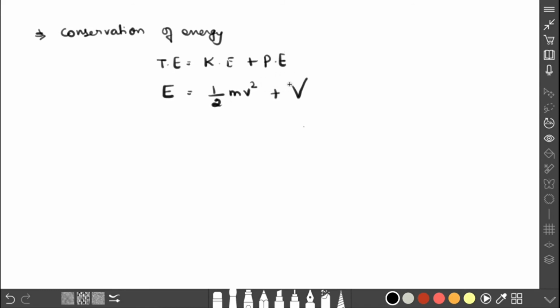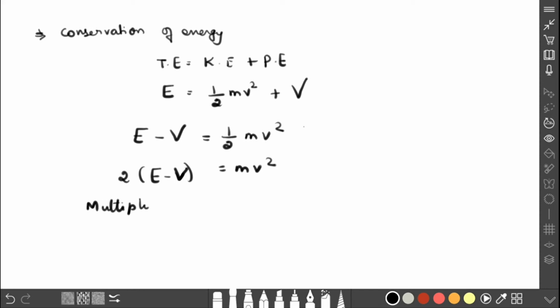I am going to consider this V to this side. So E minus V is equal to half m v square. Now this 2 also I am going to multiply here. So 2 into E minus V, capital V, equals m v square. Sorry, half will not come, already that 2 I multiplied here. So only m v square, right? So multiply m on both sides.